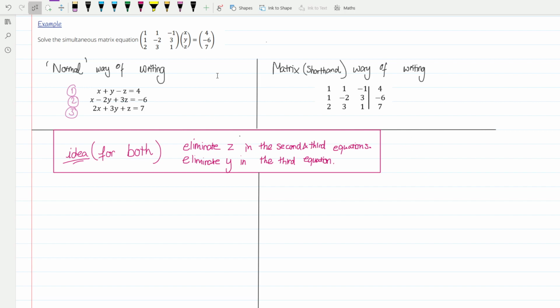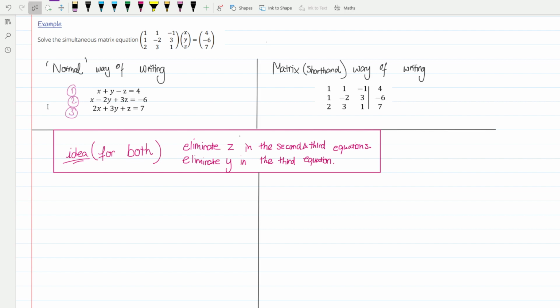So this method might remind you of what you did in school, like try to get rid of some of the letters. We're going to try and eliminate z from both the second and third equations. And we're going to also try and eliminate y from the third equation. So ideally, we want the third equation to only have x in it. So we'll know x from that. The second equation will have x and y in it, and we can work backwards. If we know x, we can then find y. And then the first equation, well, it'll have x, y, and z, but if we know x and y, we'll be able to get z too.